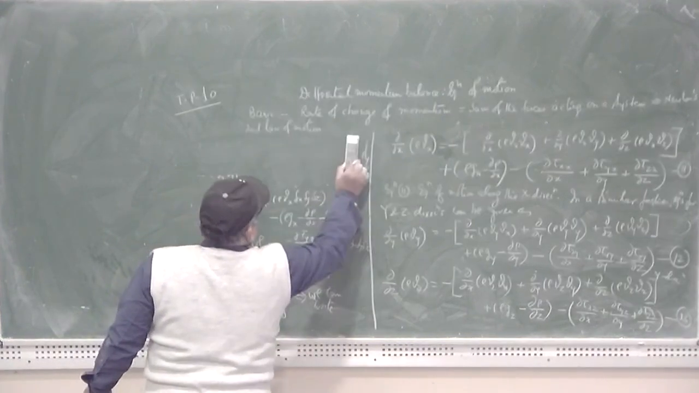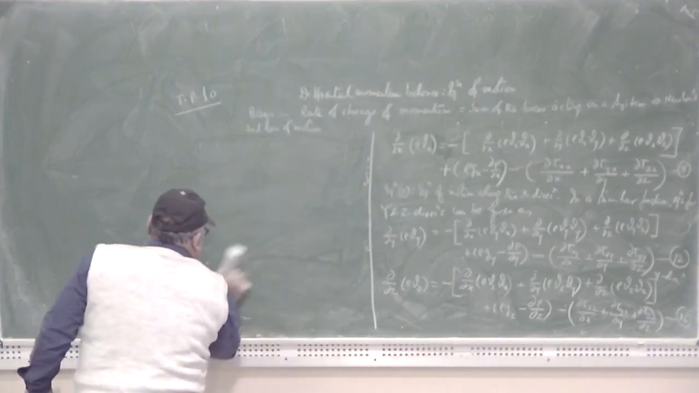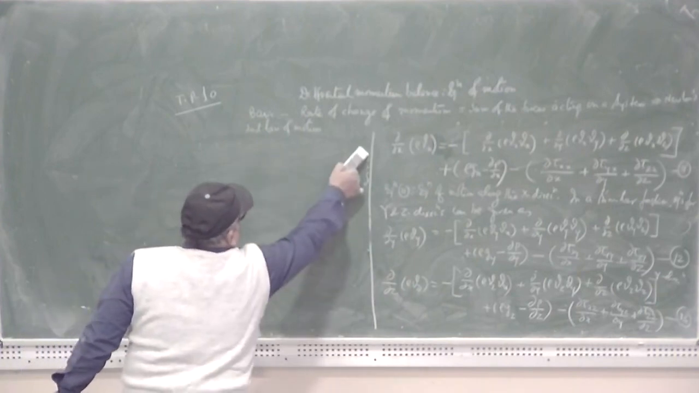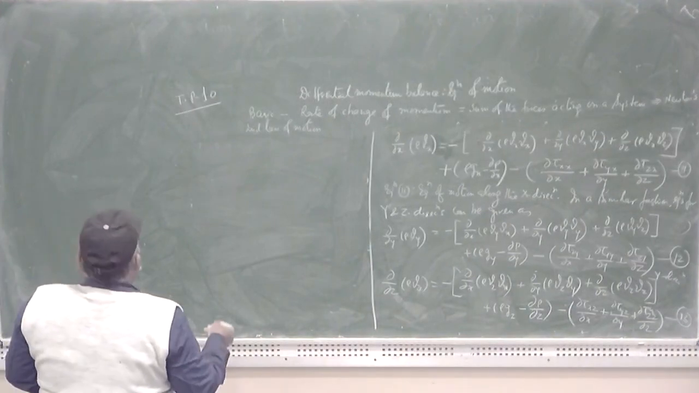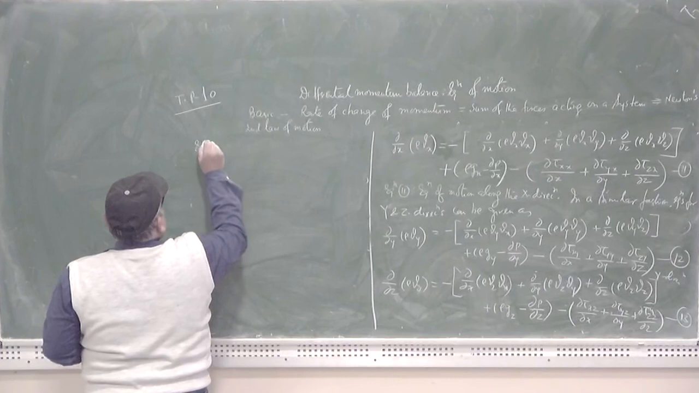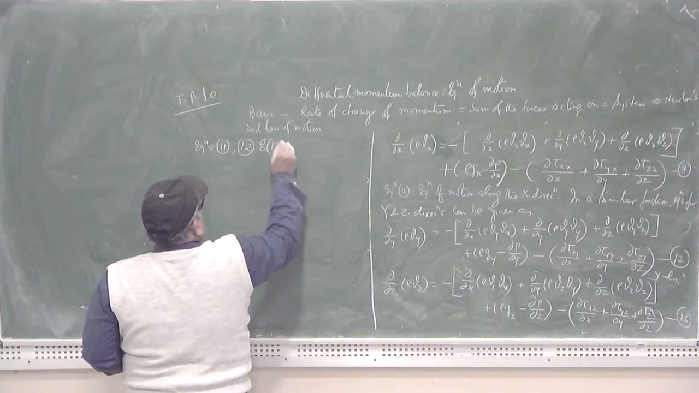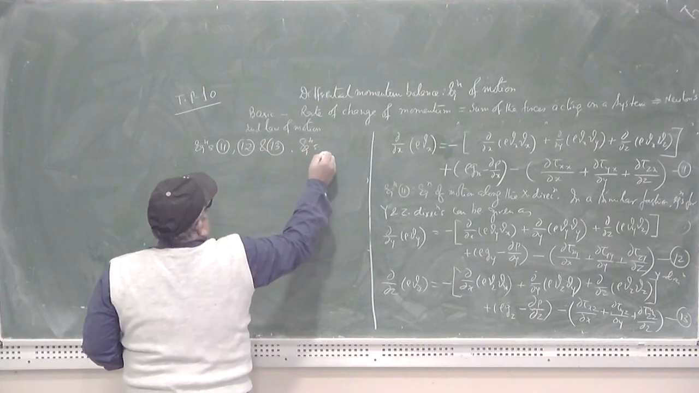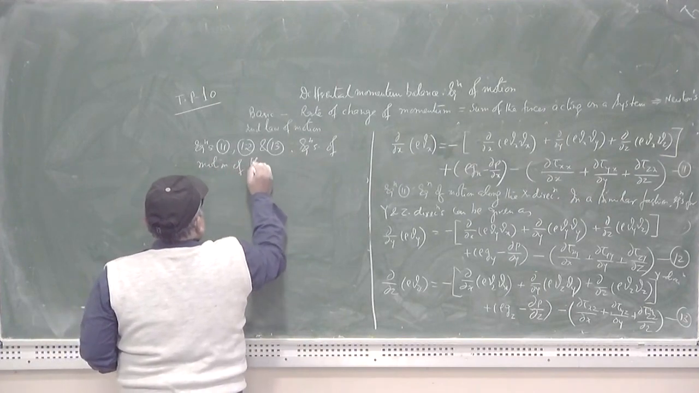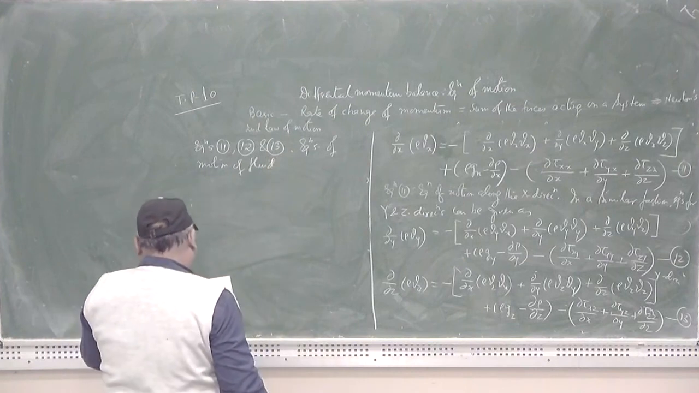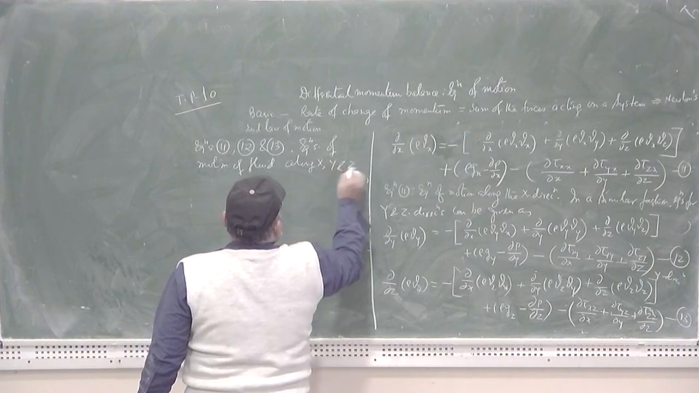Now equations number 11, 12 and 13 are the differential momentum balance equations, or equations of motion of fluid flow, along the three mutually perpendicular Cartesian axes x, y and z. So equations 11, 12 and 13 are the equations of motion of fluid along the x, y and z axes respectively.